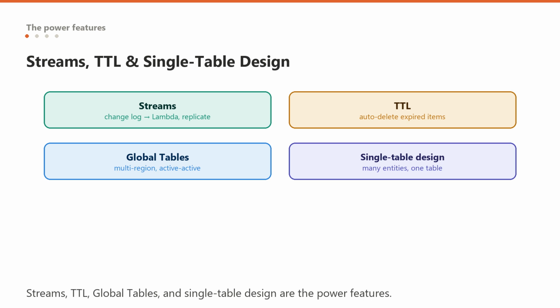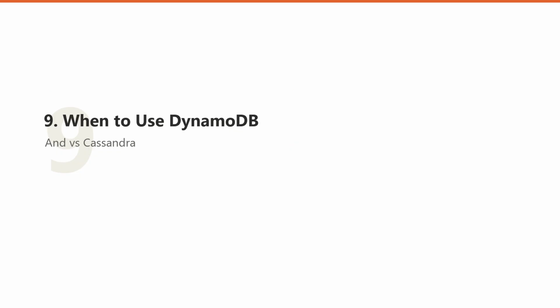There's also support for transactions, all-or-nothing writes across several items. And the advanced pattern experts talk about is single table design, where you cleverly model many different entity types in one table, using the key structure to serve complex access patterns with minimal cost. Concept 9. When to use DynamoDB and how it compares to Cassandra.